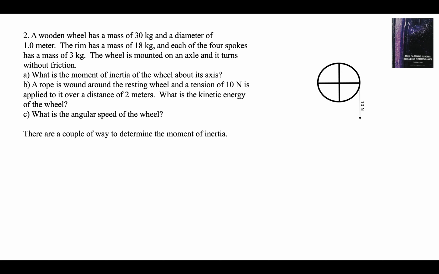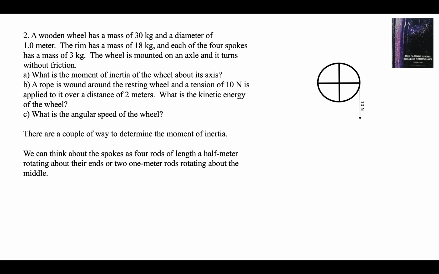Okay, there's a couple of ways to get the moment of inertia. We can think about it as 4 spokes, each length half a meter. Remember, the diameter is 1 meter. And these 4 spokes are rotating about the end. Or we can think about it as 2 rods, each length 1 meter, rotating about their middles. Which one do you want to do? Let's do both. Okay, so we have 4 rods rotating about their end.